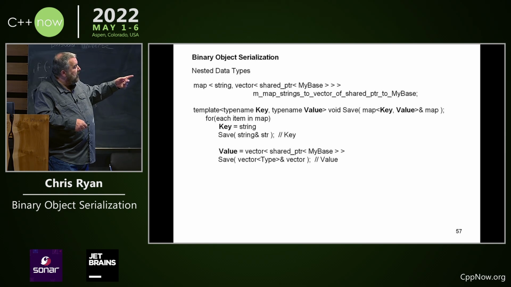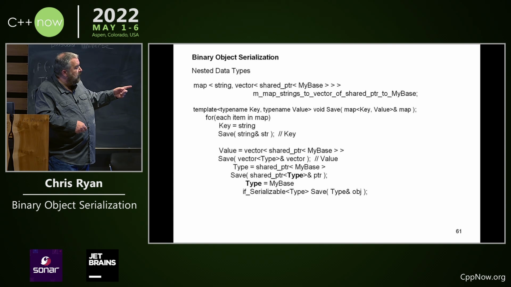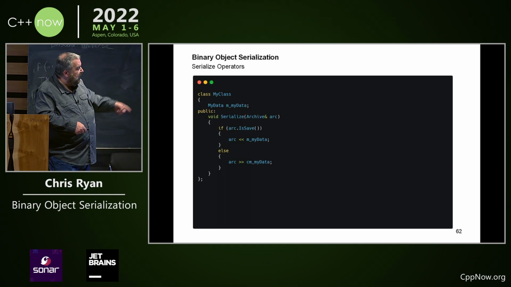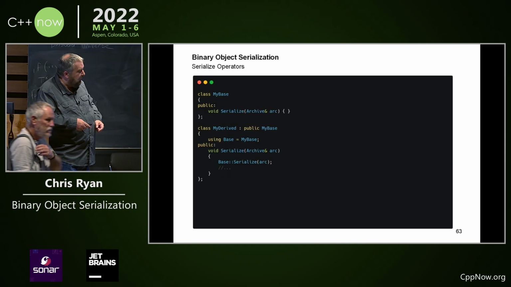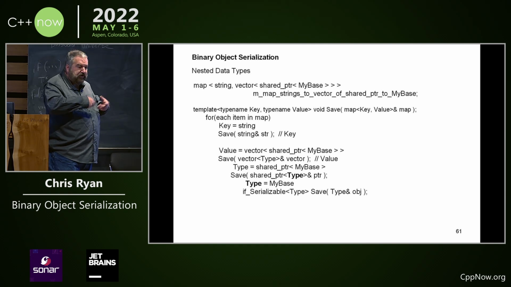The value, when it goes to save that out, is going to save as a vector, where the type gets deduced that it's a shared pointer to my base. I could go save the pointer, a shared pointer of my base. And if it's a serializable type, it calls save on that type object, and so then it calls serialize inside that type object. This is just multi-layer induction and deduction.